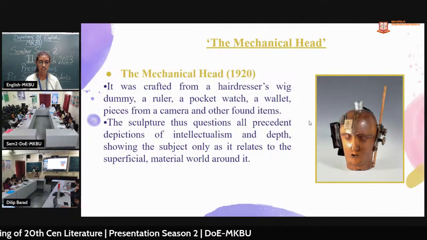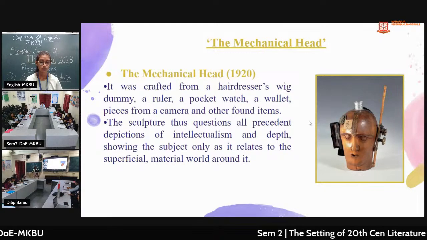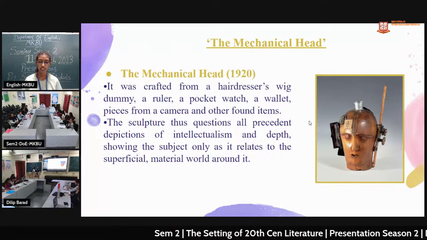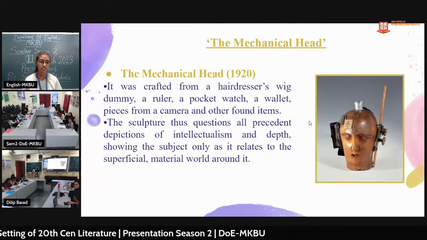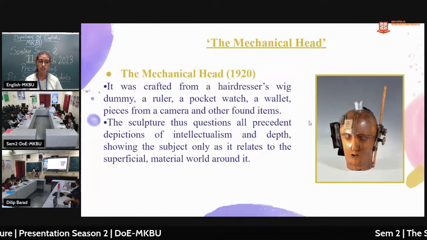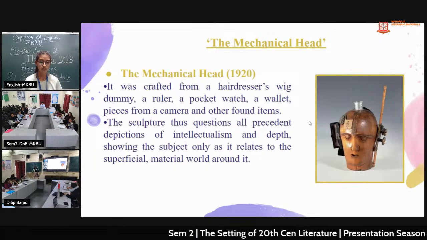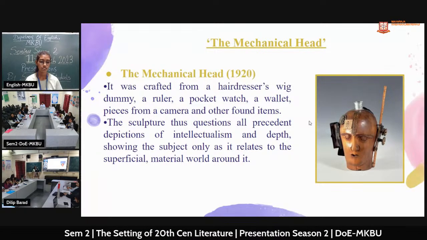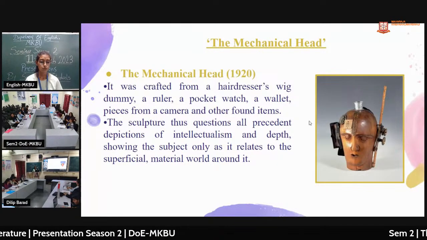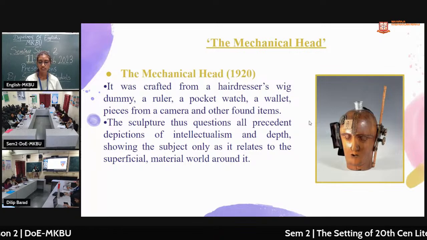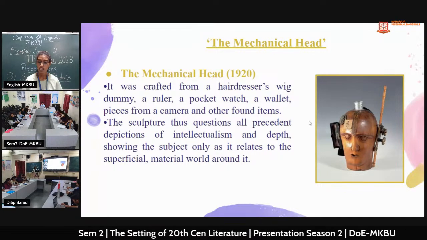Second is the Mechanical Head. The Mechanical Head was also a famous work of his. It was crafted from a hairdresser's wig dummy, a ruler, a pocket watch, a wallet, pieces from a camera, and other found items. The sculpture thus questions all precedent depictions of intellectualism and depth, showing the subject only as it related to the superficial material world around it. We can see that in this picture, with the use of a pocket watch, a wallet, and other things.